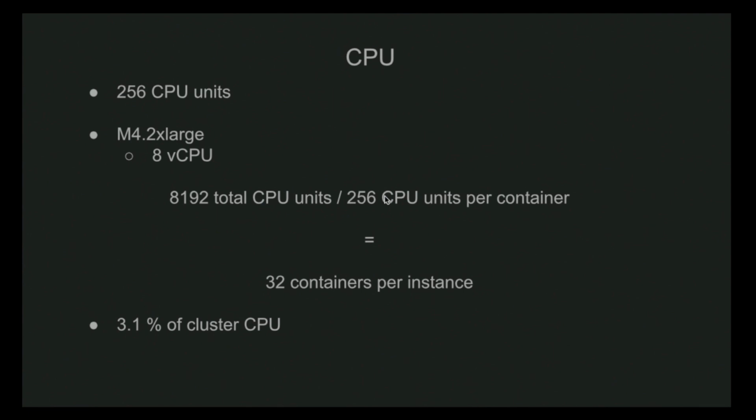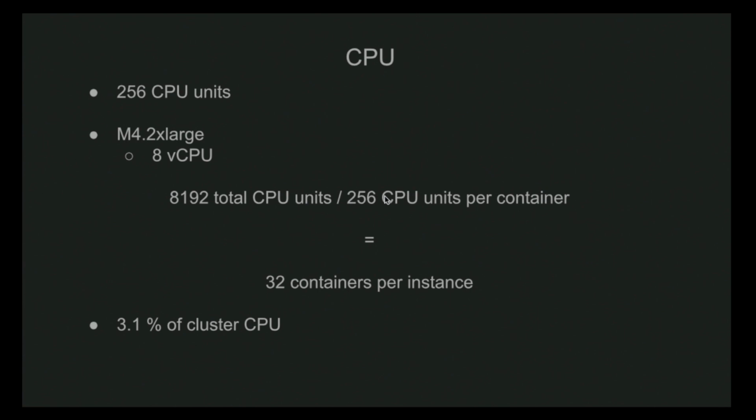So this is a little bit of math on what we're doing here. I'm setting my first CPU limit at 256 CPU units. We're using M4 2X larges, so they have 8 virtual CPUs, and so that's 8,192 total CPU units divided by 256 CPU units per container per our limit, and it's going to put us at 32 containers per instance, and that's kind of max load. So I'll explain why that can differ and why you probably don't want to run 100% all the time.